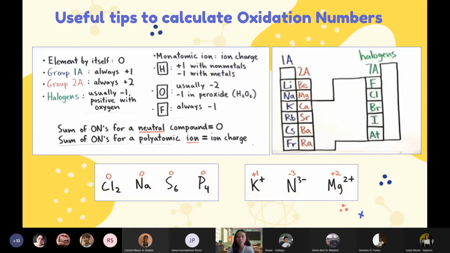And now, the monoatomic ion charges. As you can see, the oxidation numbers, these are the red ones, are written opposite of ionic charges. In oxidation numbers, we write first the symbol, then the integer with the sign, like +1 or -3, +2. For ionic charges, the number comes first, like here, 3 minus and 2 plus. Please be cautious of that.